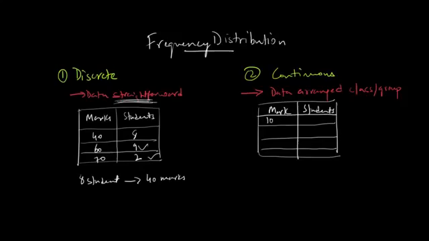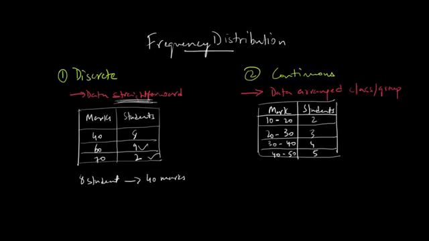Now here when we say class or group, we mean something like this, 10 to 20 or 20 to 30, then we have 30 to 40 and then we have 40 to 50. And here for students, we can put 2, 3, 4, 5, something like this.